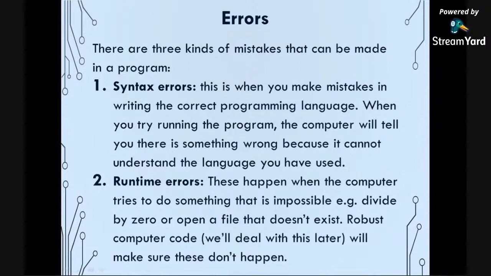A runtime error is when a computer tries to do something that is impossible. So it might divide by 0, or it might try to open a file that doesn't exist. Robust computer code will make sure that these don't happen, okay?